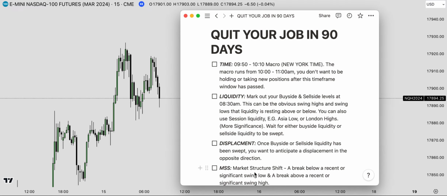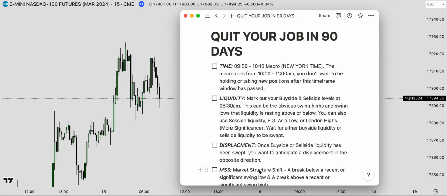What time do we actually trade the strategy? Now, we don't just trade at any random time. We trade at specific times only. So the macro actually runs from 9:50 a.m. to 10:10 New York time. This is usually the time that you're going to be entering the trade. The actual time from when you enter until you exit is from 10 to 11 a.m. New York time. So you don't want to be holding or taking any new positions after this time frame window has passed. Preferably after 11, I tend not to take any trades.